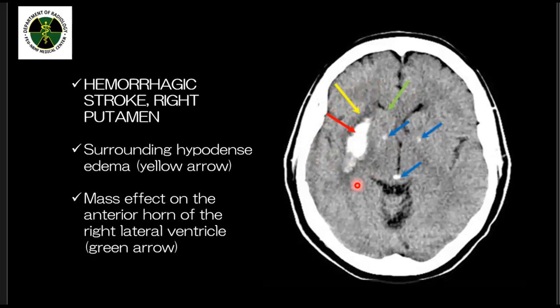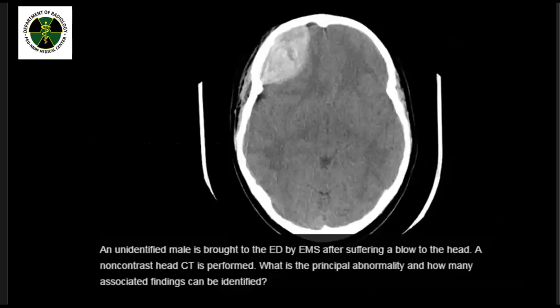As for our incidental findings, as pointed by the blue arrows, the incidental hyperdensities in the basal ganglia and the pineal gland are benign calcifications. So do not be confused with foci of hemorrhage.